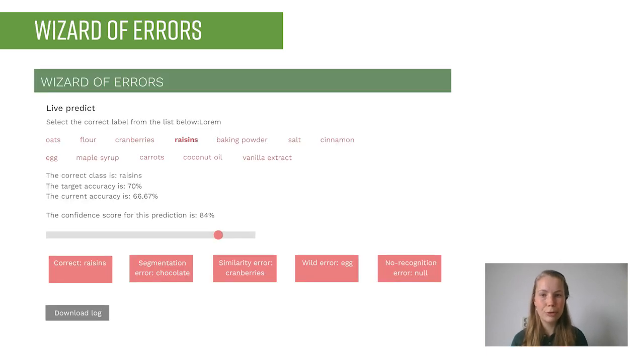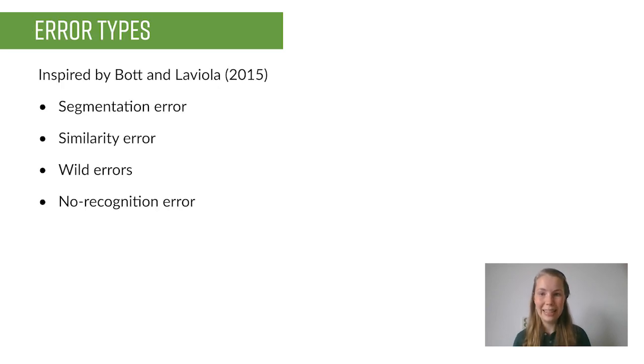In our paper, we introduce Wizard of Errors, a tool for conducting Wizard of Oz studies on machine learning-enabled solutions that allows simulating machine learning errors. In the interface, we use 4 types of errors: a segmentation error, a similarity error, a wild error, and a no recognition error. These error types are inspired by Bot and Laviola.